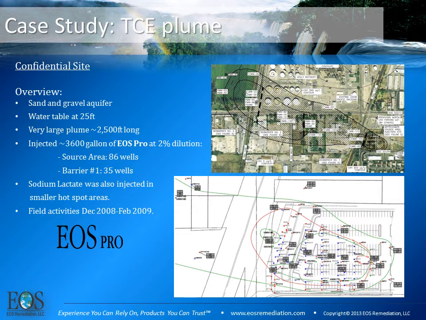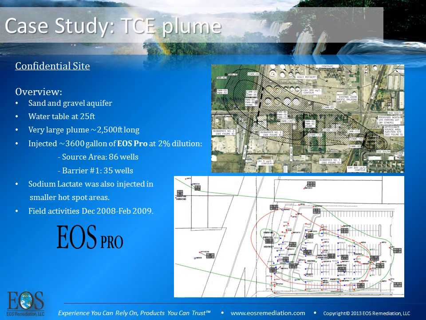So I'd like to take all of this I talked about, everything from substrate selection, fermentation, and then distribution in the aquifer, and share a brief case study with you. This is a confidential site. The aquifer was a sand and gravel aquifer. The water table is about 20 feet below land surface. And this is a TCE plume, so this is trichloroethylene. And it's an extremely large plume, 2,500 feet long.